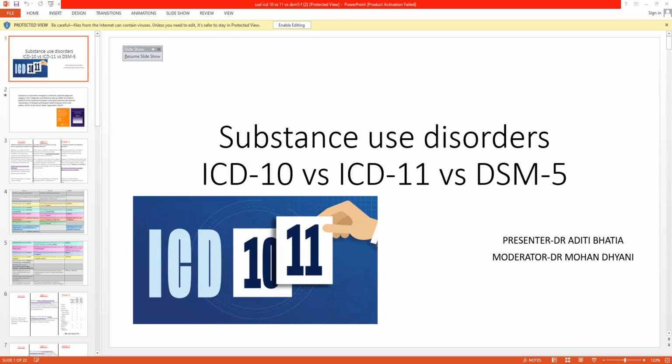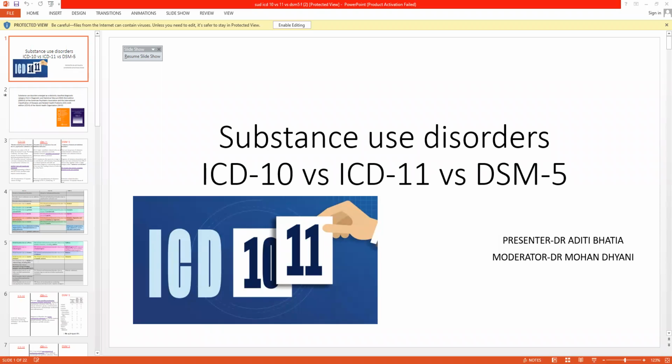These are the categories which are recognized in DSM-5. Like in alcohol, we see alcohol use disorder, alcohol intoxication, and alcohol withdrawal are recognized. But in caffeine, only caffeine intoxication and caffeine withdrawal are recognized. Similarly for cannabis, all three have been recognized. For phencyclidine, phencyclidine withdrawal has not been recognized. Similarly, for other hallucinogens, hallucinogen withdrawal has not been recognized.